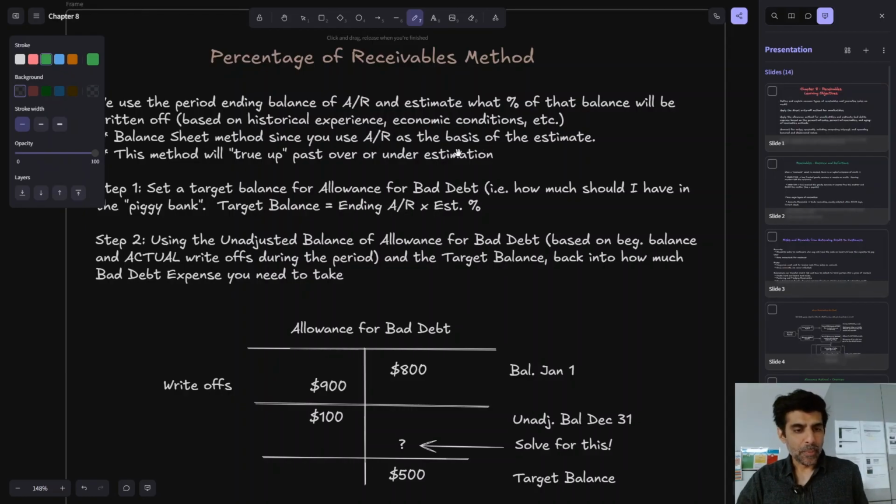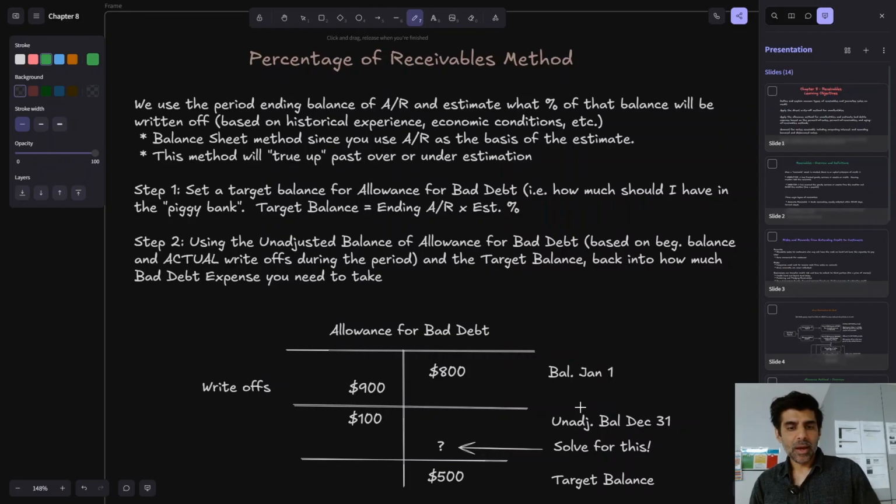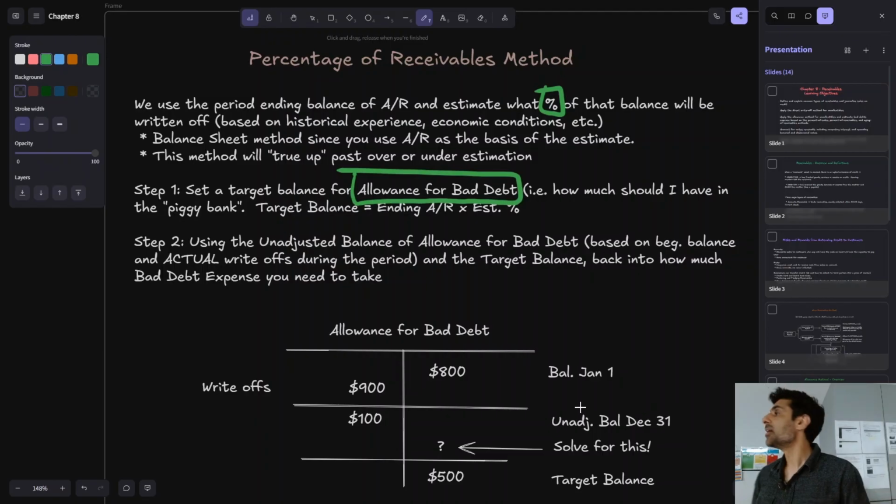Okay, so again, the percentage that you come up with, where that percentage comes from, is a whole topic in itself. But what we're going to basically do is, instead of just taking a percentage of the sales and using that as the bad debt expense, you're going to figure out what the target balance should be for your bad debt account. So you're basically like, okay, I have a certain amount of account receivable at the end of the period. I'm going to say 5% of that is uncollectible based on my estimates. So I want my piggy bank to be 5%, right? I know exactly how much I want in my piggy bank, right?